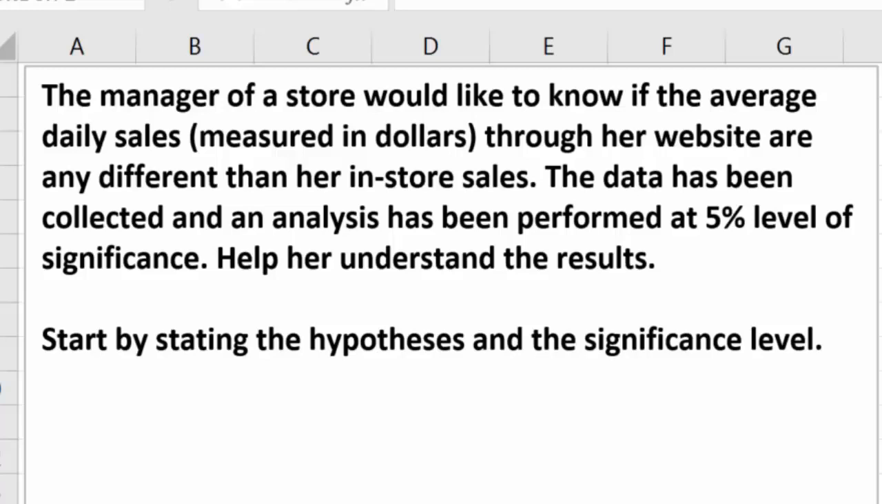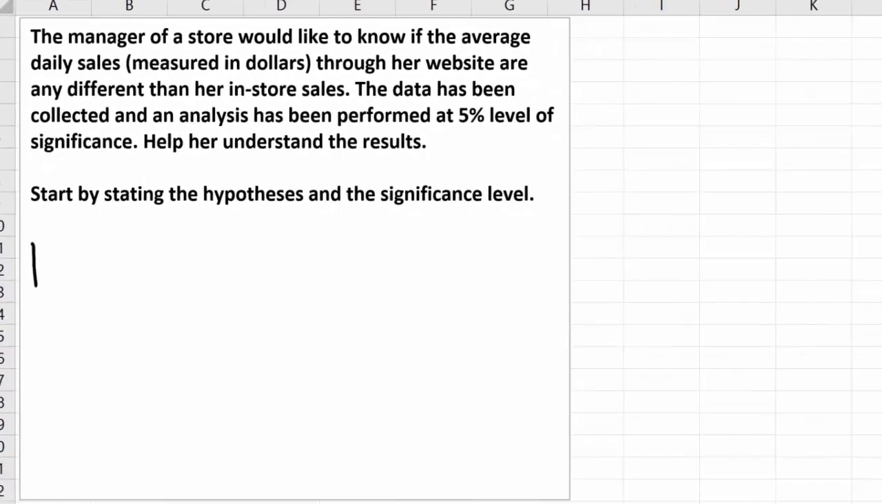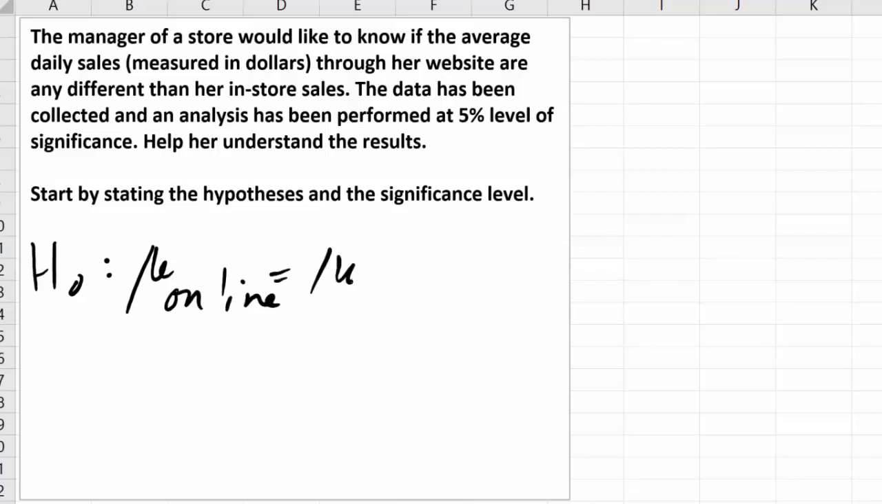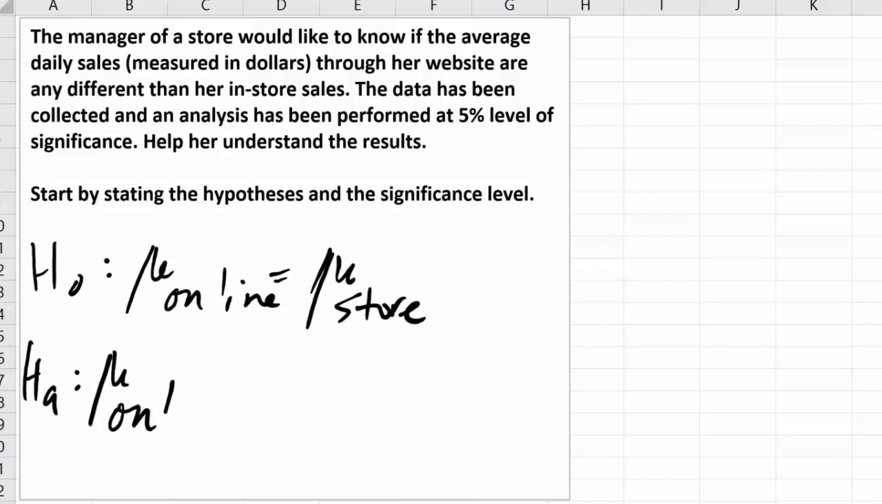The data has been collected, and we want to do an analysis at 5% level of significance. So first of all she's wondering, is there a difference between online and in-store? So our null hypothesis is that there is no difference between the two, right? This is the online sales is the same thing as the store sales. And the alternate would be that no, they're not the same. So this is what we are checking.